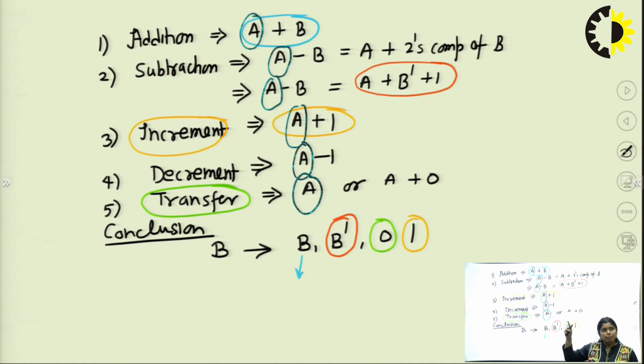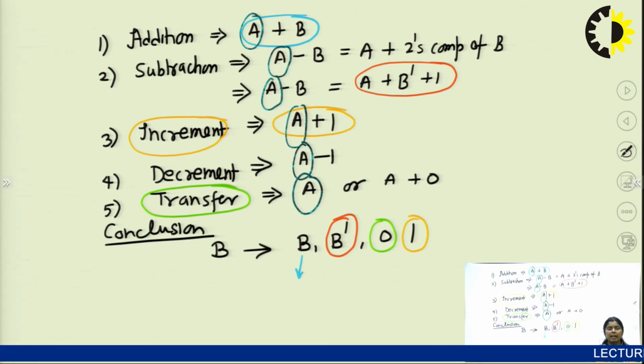In the addition, the B value is B, but in the subtraction it is converted into the B complement. In the increment operation, the B value is changed to 1, in the decrement operation it is changed to the B complement, and in the transfer operation it is changed to 0. So the A value never changes whatever the operation, but the B value becomes B, B complement, 0 or 1, that is four values. So we need a circuit which takes these four values and generates only one output.